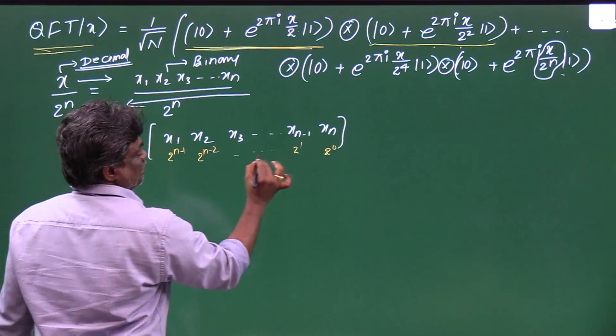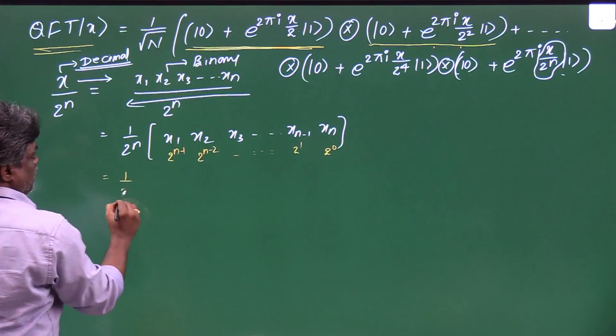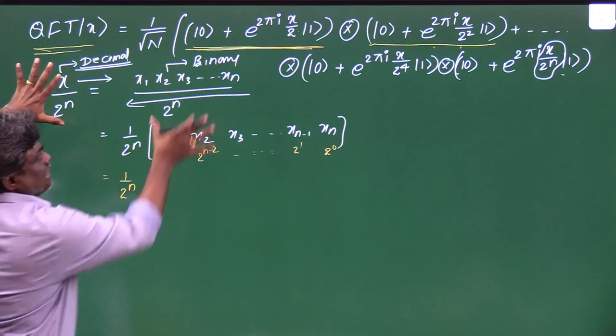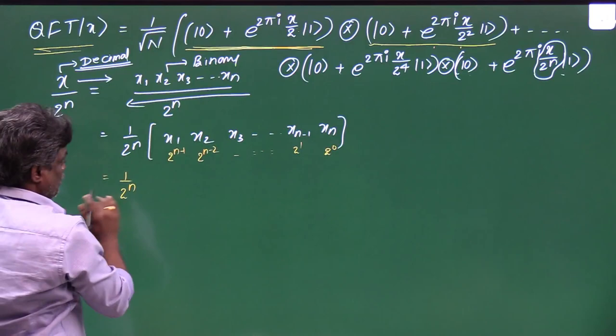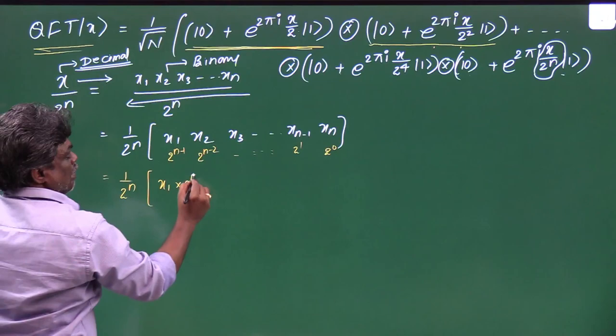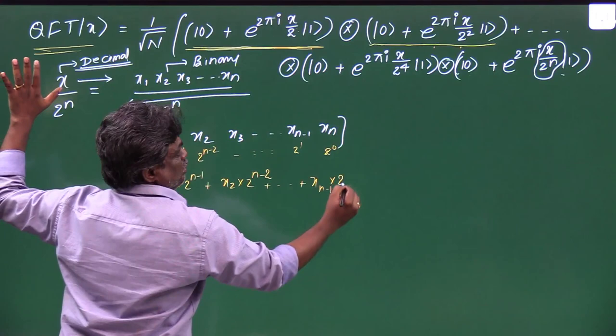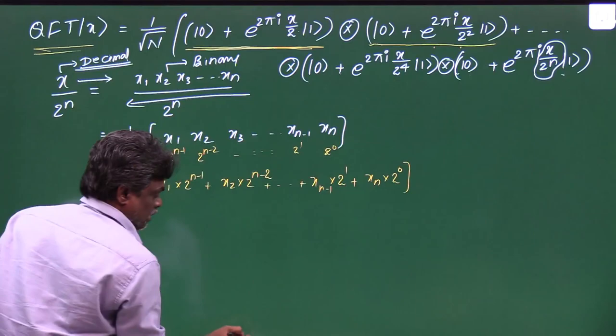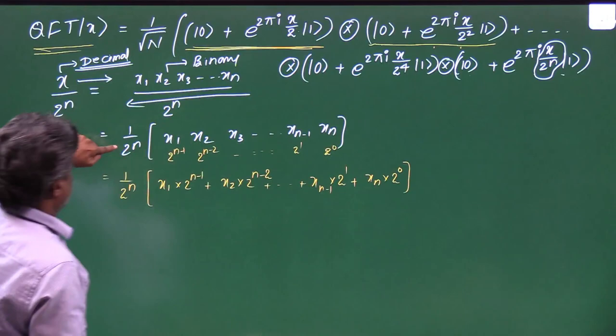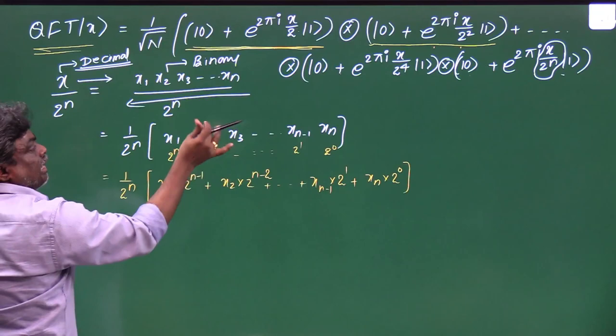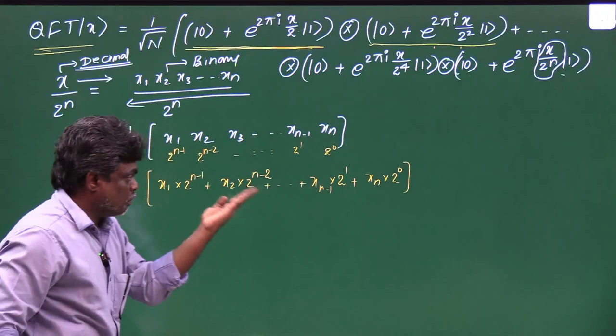Is it okay? Now, what is this equivalent form? What you are writing is the decimal value, because this side decimal is there, this side binary is there. Now I am converting this binary to decimal. So 1 by 2 power n times x1 into 2 power n minus 1 plus x2 into 2 power n minus 2 plus so on plus xn minus 1 into 2 power 1 plus xn into 2 power 0. Outside we have 1 by 2 power n. I repeat, here we have binary and I converted that binary to decimal. That's why I multiplied with 2 power 0, 2 power 1, 2 power 2 like this. Now this is nothing but the decimal value only.